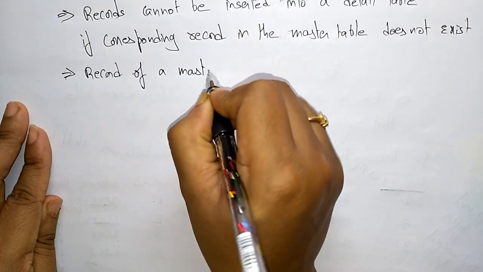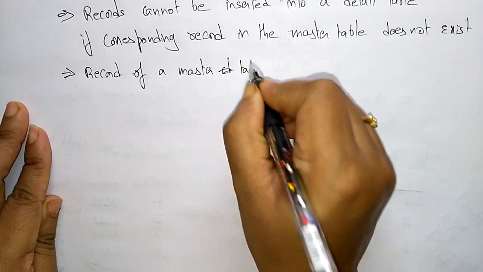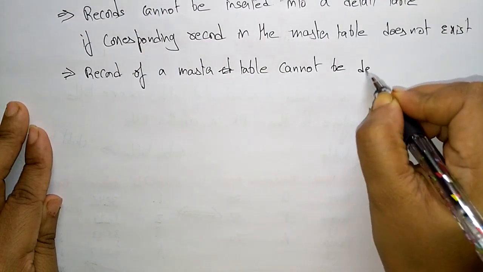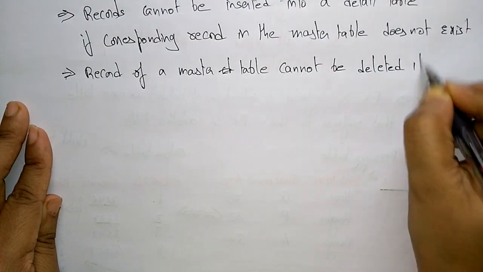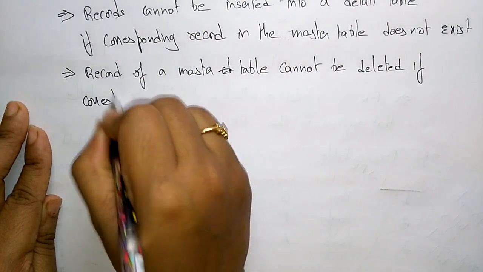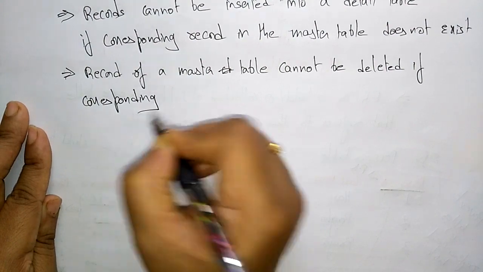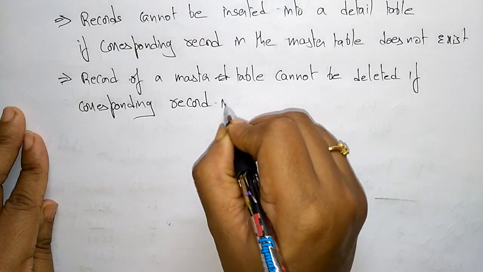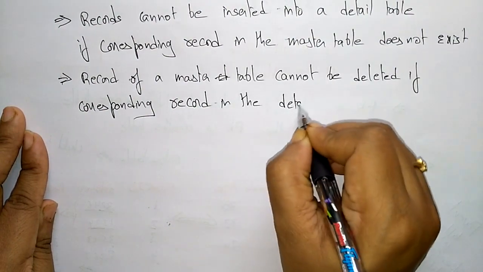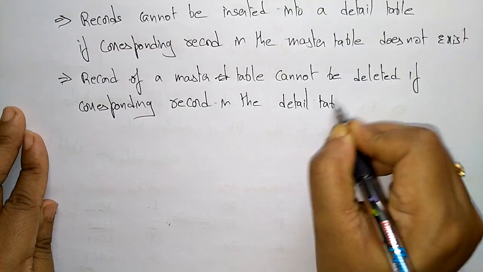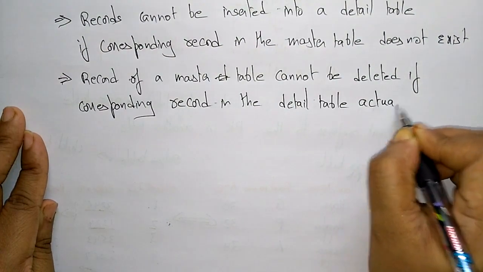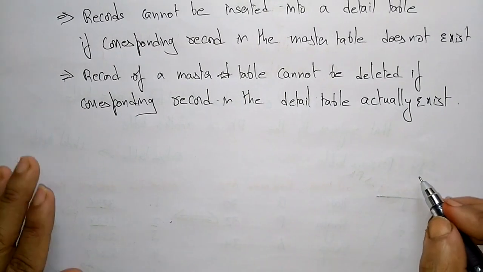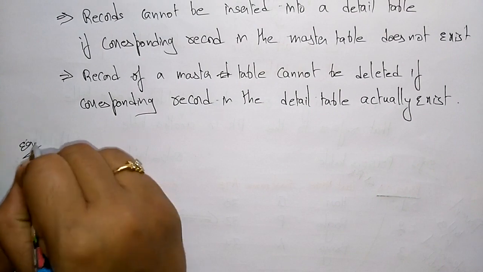So what does it mean for the parent table, the master table? You cannot delete an item in the master table if the corresponding record in the detail table, that is the child table, actually exists. So if it already exists in the child table, you are not supposed to delete it in the parent table. So let me explain these points with an example.